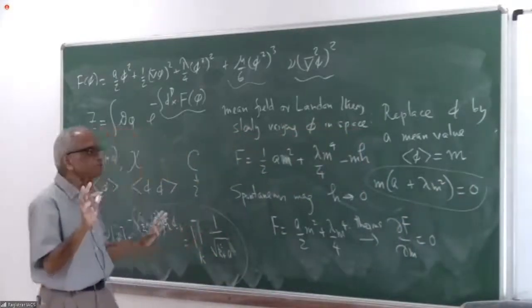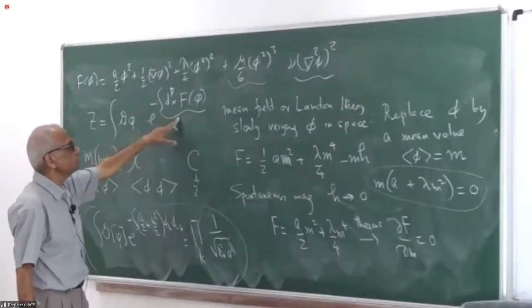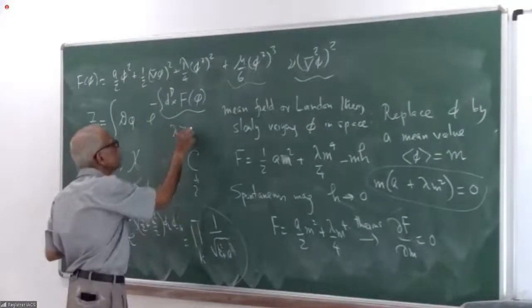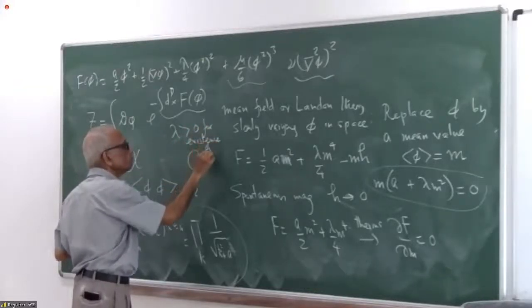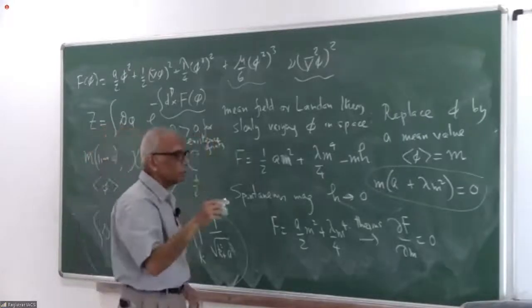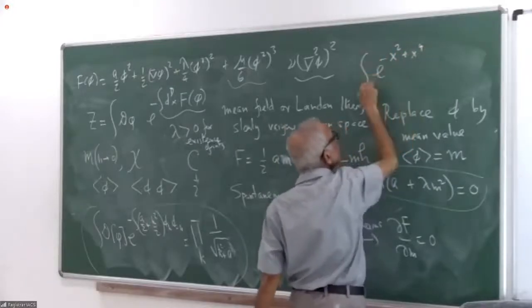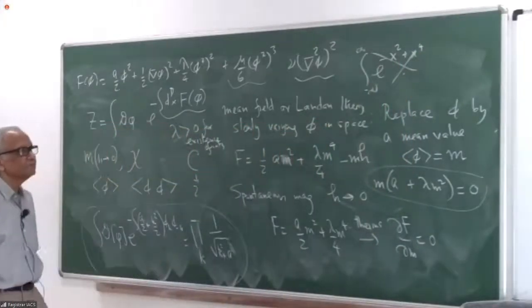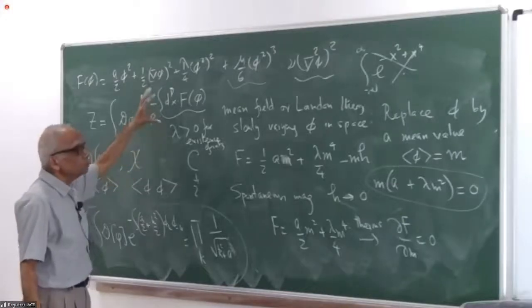Lambda is positive definite, because otherwise the theory would not be defined. The integral would not exist if lambda is negative. So lambda greater than 0 for existence of the integral. You cannot have e to the power x squared plus x4; that integral does not exist, it blows up. So you have to have the x4 coefficient positive, however small. So lambda greater than 0.